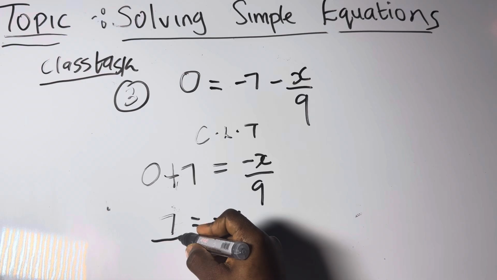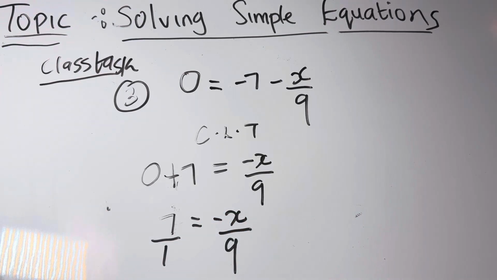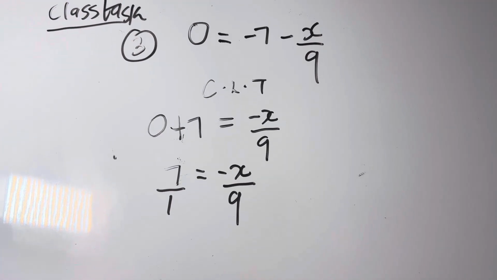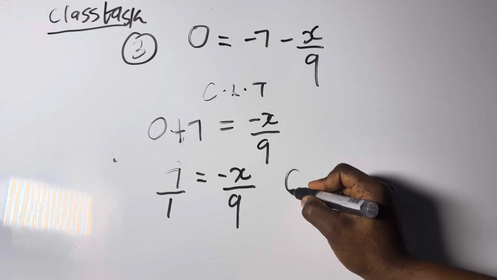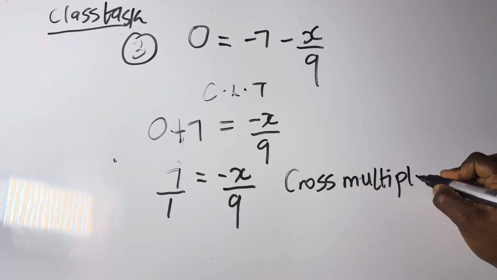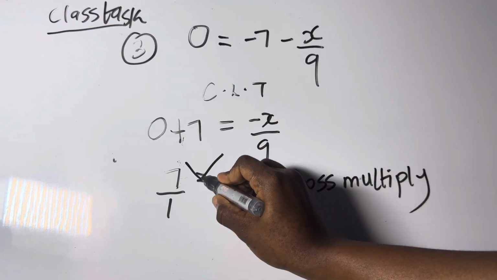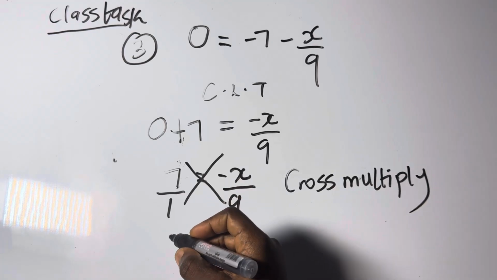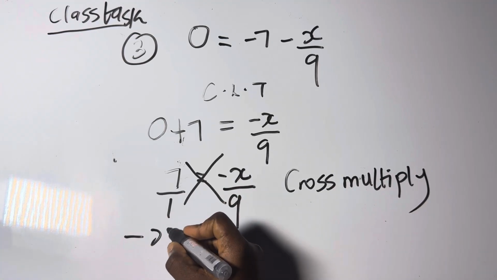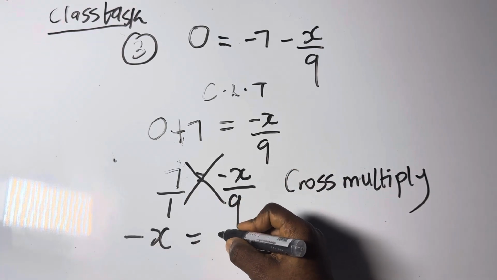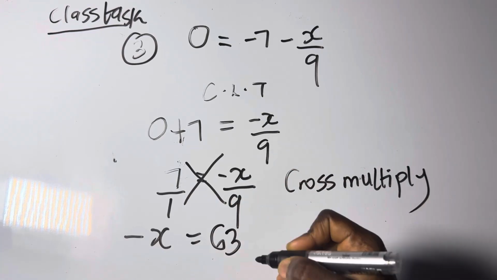Now, in this case, the next thing to do is to cross multiply. I'm going to cross multiply by saying 1 times minus x, that's minus x, equals 7 times 9, which is 63.